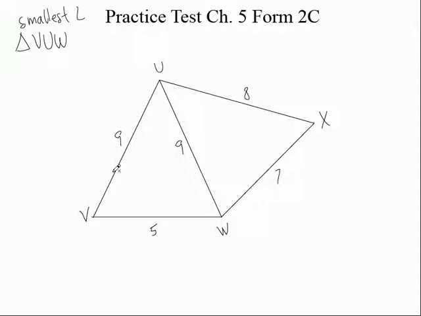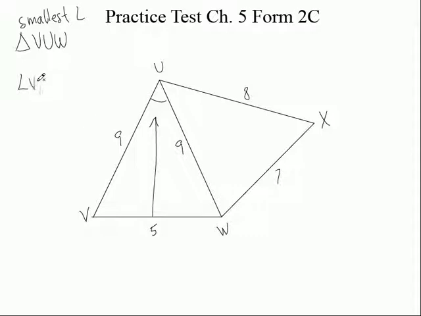Where's triangle VUW? It's this triangle right here. So look, I know 3 sides: 9, 9, and 5. I want to find the smallest angle, so I look for the smallest side. The smallest side is 5. Then I take that side and look opposite. So it's this angle right there. I did let you say angle U because I said triangle VUW, but technically you really should say angle VUW.